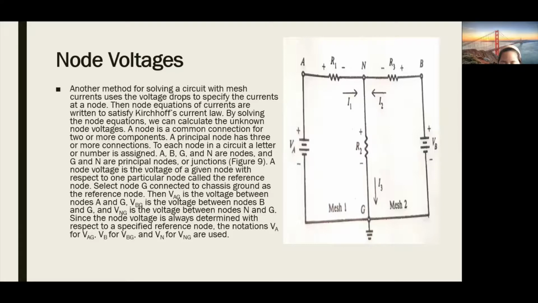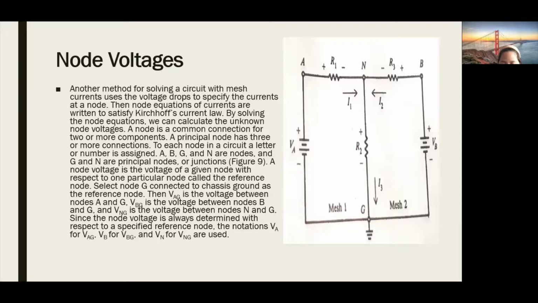Okay, so node voltages. So you will see VBG is the voltage between nodes B and G. And for VNG, let's check this one. VNG is the voltage between nodes N and G.